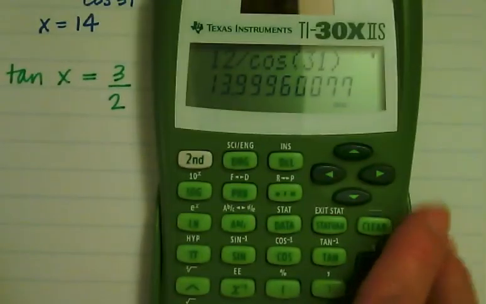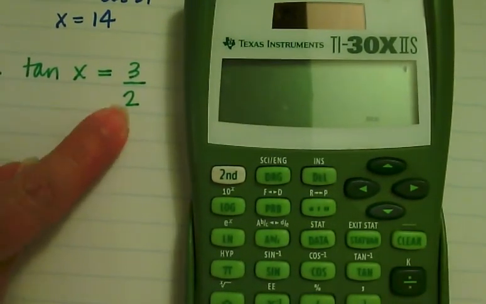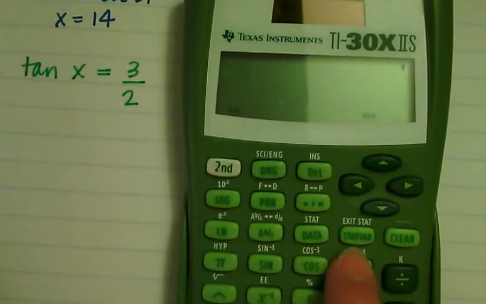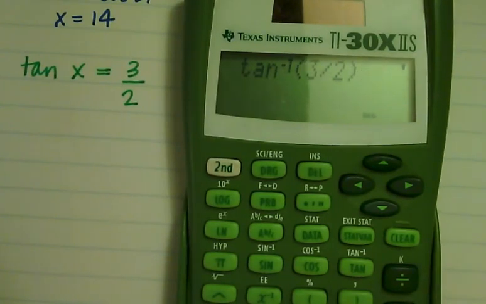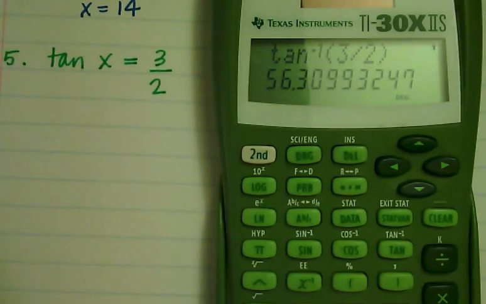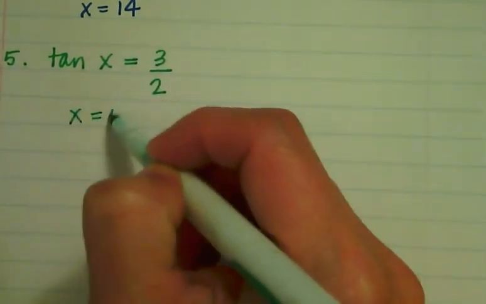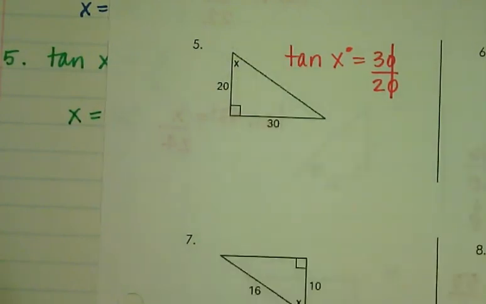So if you grab your calculator, clear off the last one. So I don't know the angle, but I know the fraction. So second tangent, and then 3 divided by 2, close those parentheses. This is going to give me my angle measurement, and we said we were going to round angles to the nearest whole angle. So in this problem, the angle is 56 degrees. So x equals 56 degrees. So in this picture right here, what we just found out was that the measure of that angle is 56 degrees.